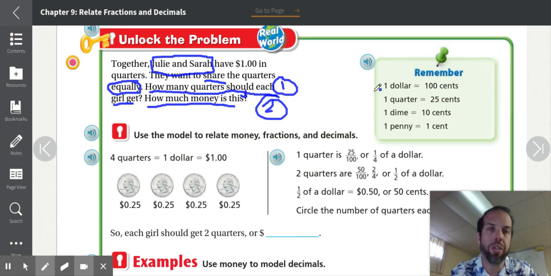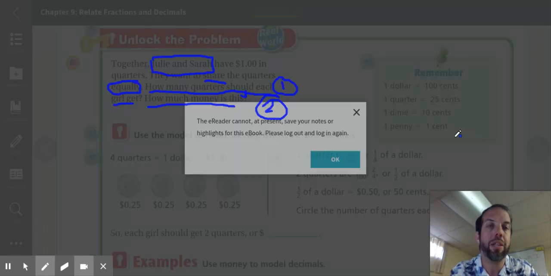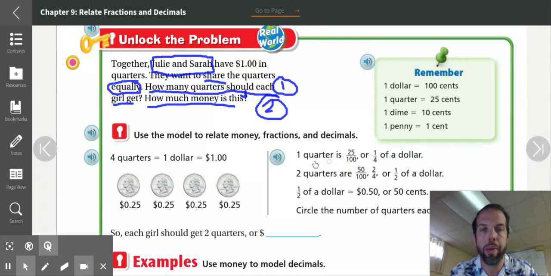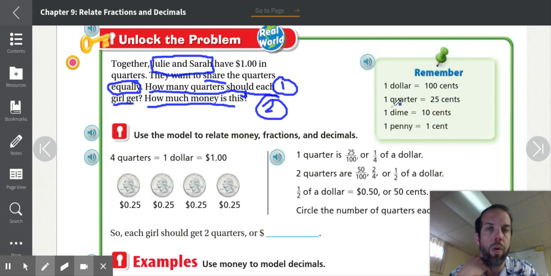I do like this chart over here. It gives us a reminder that 1 penny is 1 cent. 1 dime is 10 cents. 1 quarter is 25 cents. And $1 is 100 cents. So use that to help you.